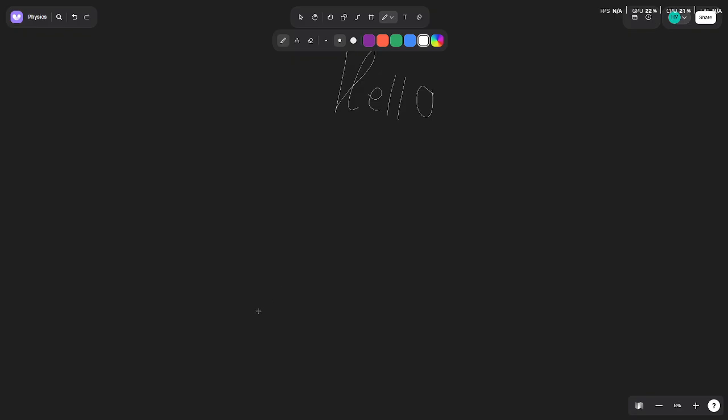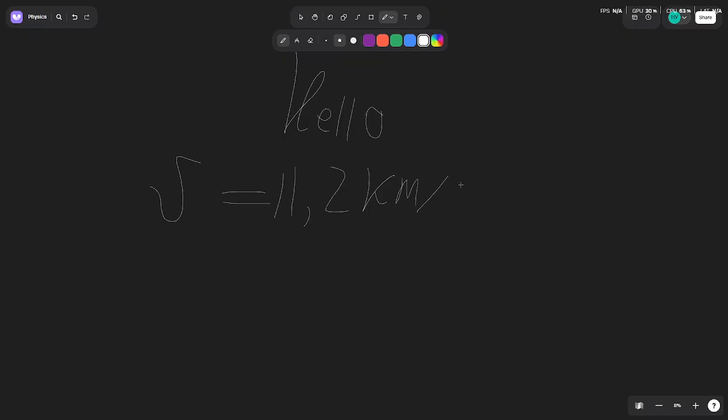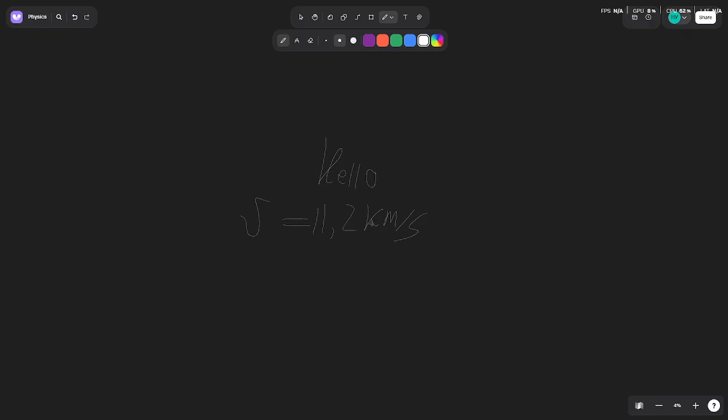So we'll start with the constants. At first, we've got a constant called escape velocity. Escape velocity is equal to 11.2 kilometers per second. This is the escape velocity for the Earth. For each planet, this velocity can be calculated differently. Here's the formula for it. It's equal to root of 2 big G times the mass of the planet divided by its radius.